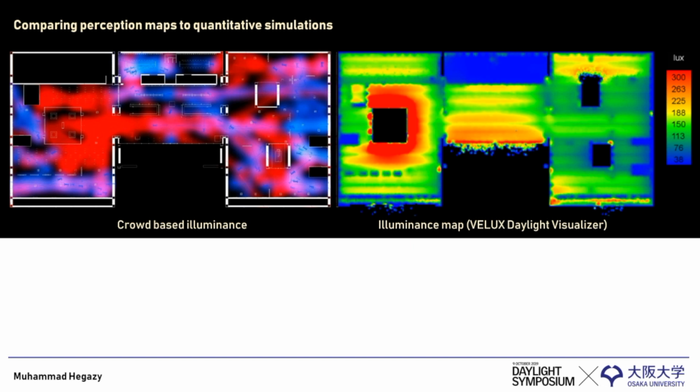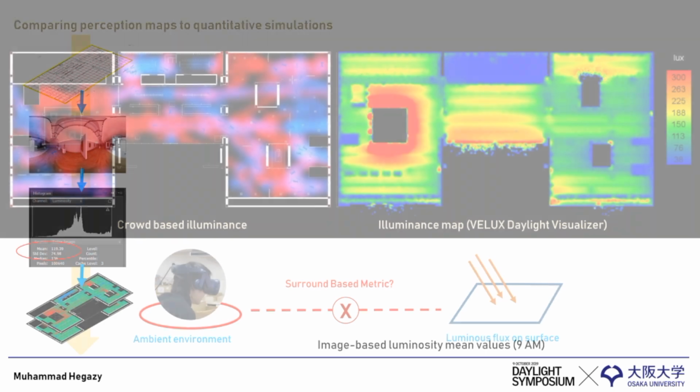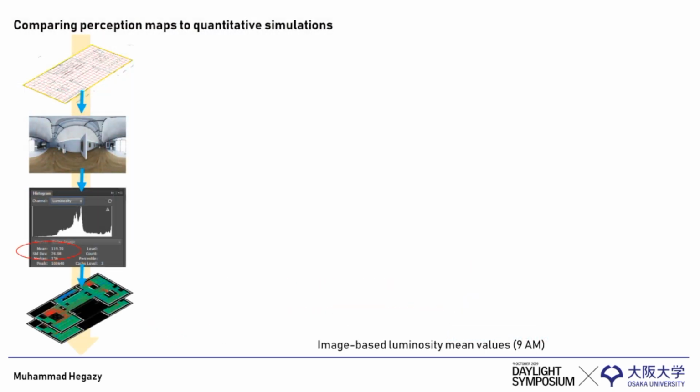And then we tried to compare this subjective heat map to a quantitative metric like an illuminance map using VELUX Daylight Visualizer. But actually we couldn't, because they are based on very different data sources. Our map is based basically on the feeling of users for the ambient environment, but the illuminance map was based on the projection of luminous flux on horizontal surfaces.